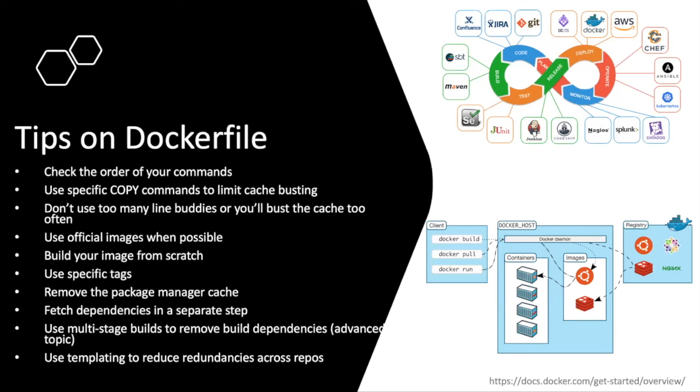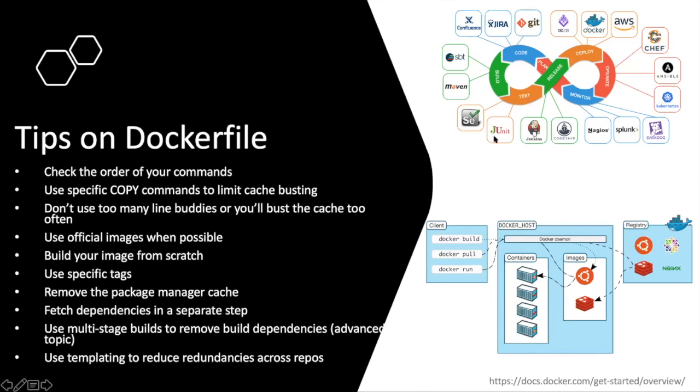And then use templating to reduce dependencies across repos. What this means is try to template your Docker file so that you don't have multiple Docker files. You could have a single Docker file that would package multiple applications.